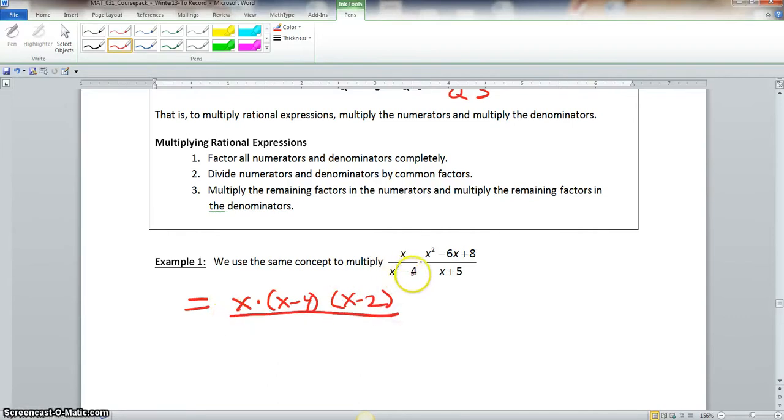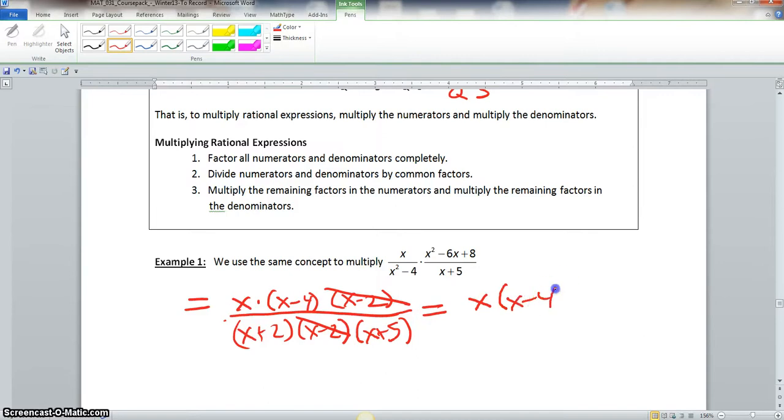Now our denominator, we have the difference of two squares, which is x plus 2 and x minus 2. And then x plus 5, we just bring that over as well. Now we simplify out what they have in common. Only thing they have in common here is the x minus 2. So our final answer will be x times the parenthesis x minus 4 divided by x plus 2 and x plus 5. And that's it.